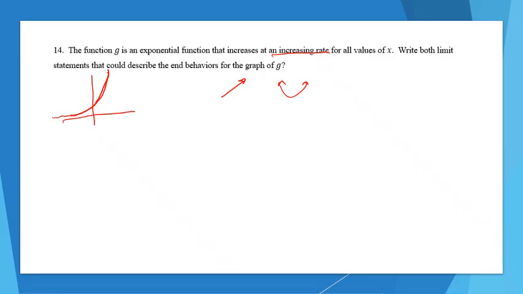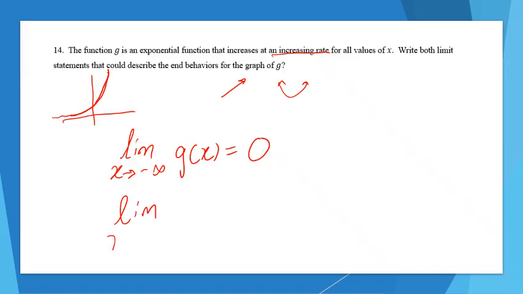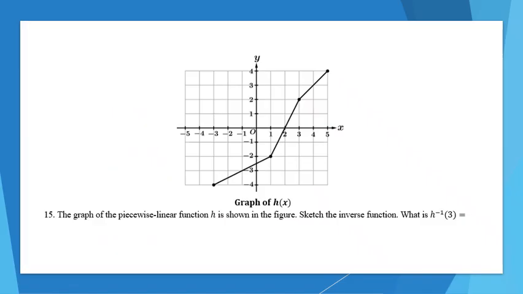like this. So writing our two limit statements, we could write the left-hand one as the limit as x approaches negative infinity of g of x, and this is going to approach 0. And then here we have the limit as x approaches positive infinity of g of x should equal positive infinity there. So that should be our answer to 14.